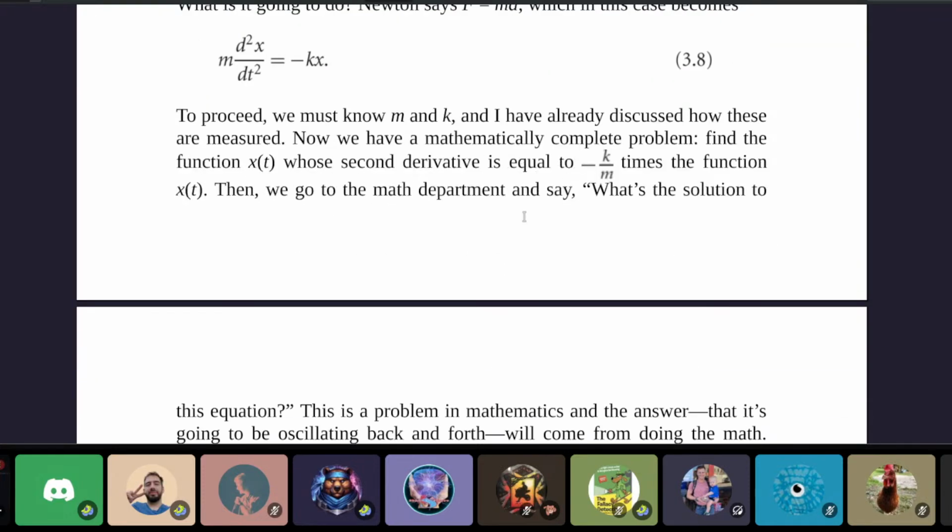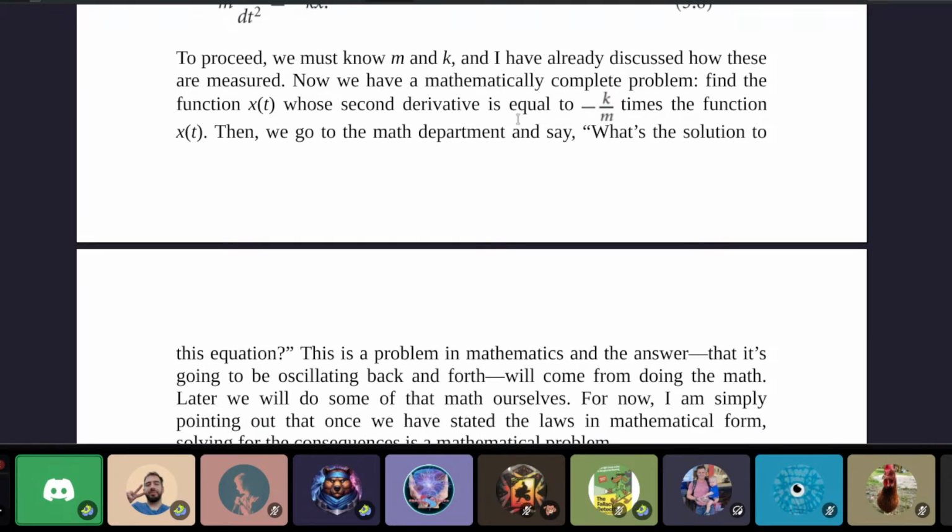Everyone clear? Proceed, we must know m and k, and I have already discussed how these are measured. Now we have a mathematically complete problem. Find the function x of t, whose second derivative is equal to negative k over m times the function x of t.